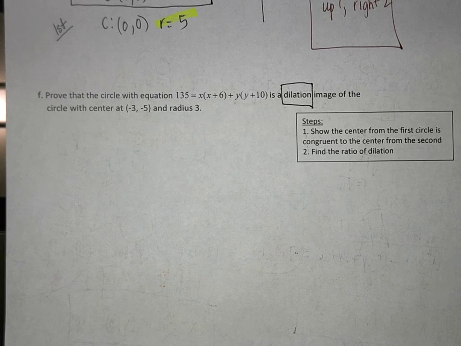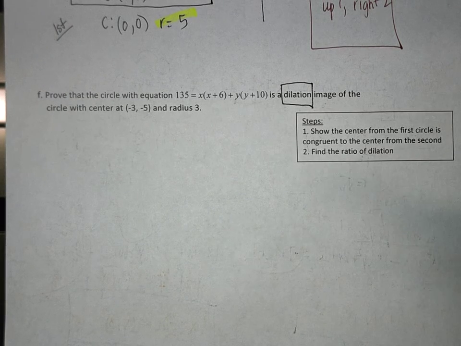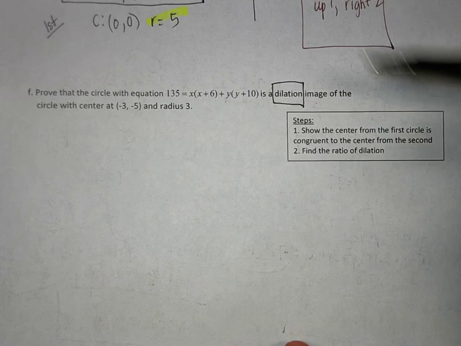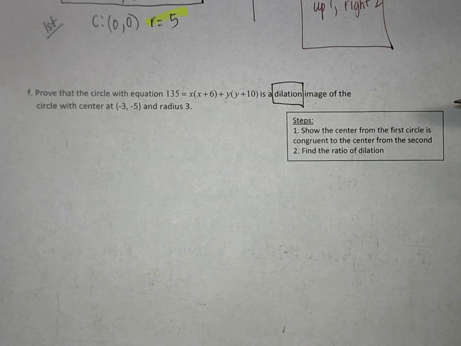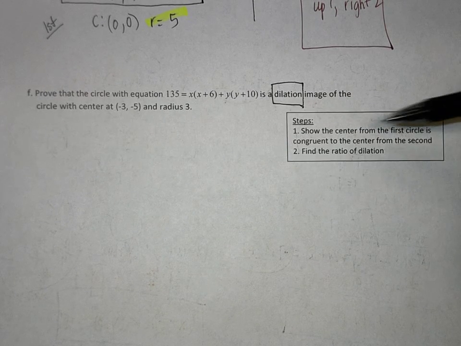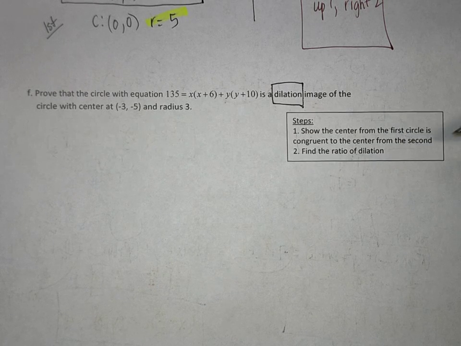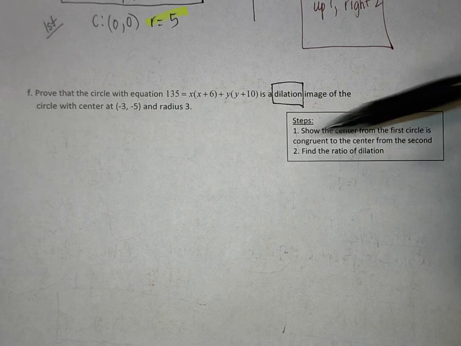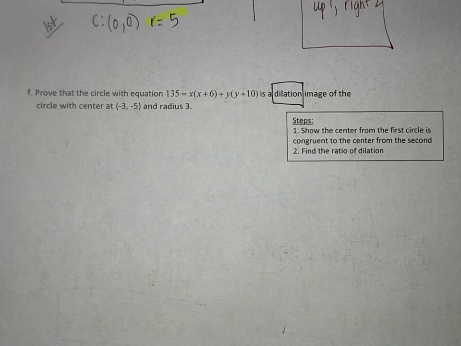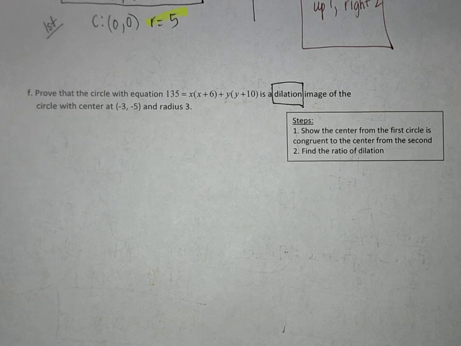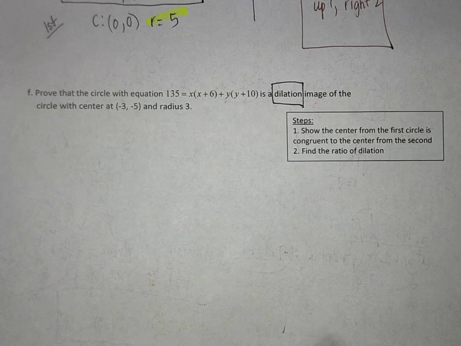Okay. So on this one, pay attention to the steps, and they even give you hints in your homework. It says show the center from the first circle is congruent to the center from the second. And then you'll find the ratio of the dilation, which is just the fraction of the two different radii. All right, so we need to complete the square.